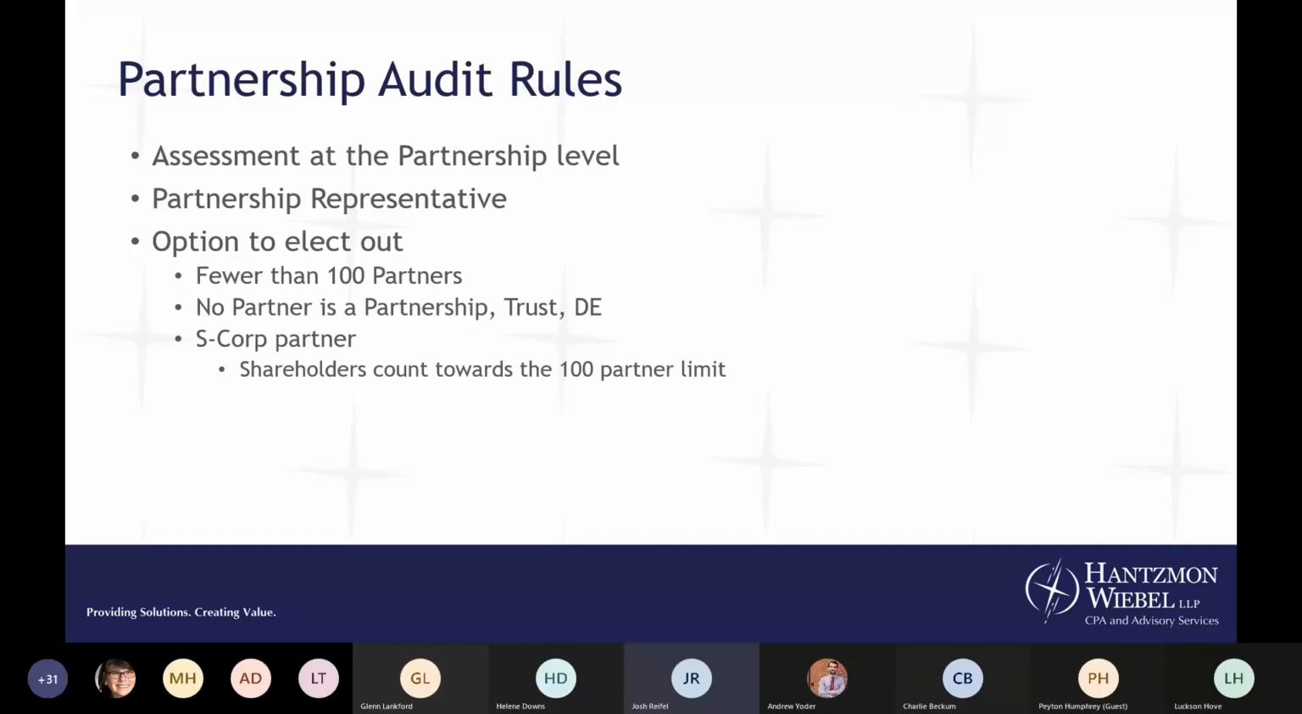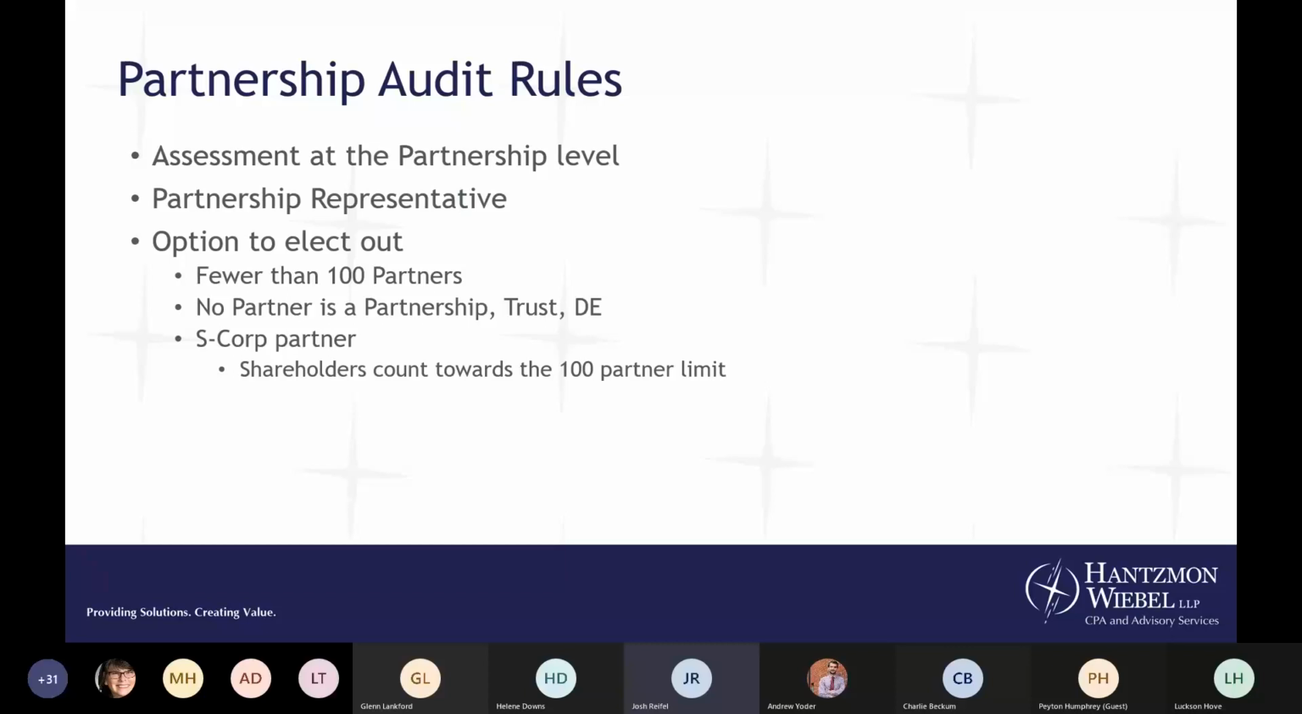And when the partnership does elect out, there's a Schedule B-2, I believe, that is generated that lists all of the partners in the partnership. So basically, it's telling the IRS, we're electing out. Here are all of our partners. That's who you're going to look to during an audit. So that's the basic rundown on the partnership audit rules.